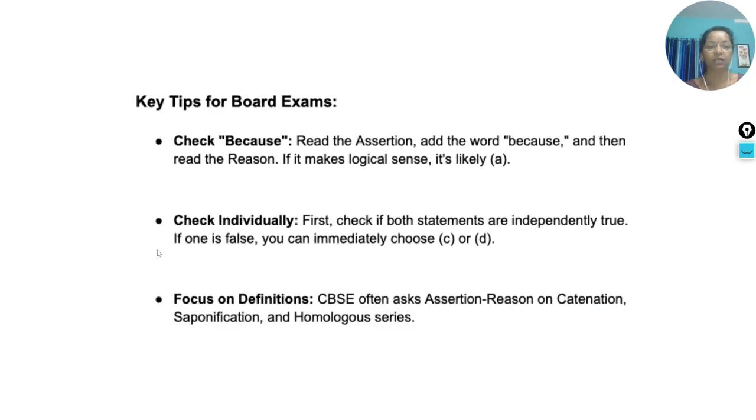Okay, now we'll check the other tips here. I told you, you can add the word because to the assertion, then read the reason, and if it makes logical sense, it is likely A. That is, A and R are true, and R is the correct explanation. If any of the statements are true or false, you can go for the other options. Then CBSE often asks topics like catenation, saponification, homologous series, etc. So you can focus on those definitions.